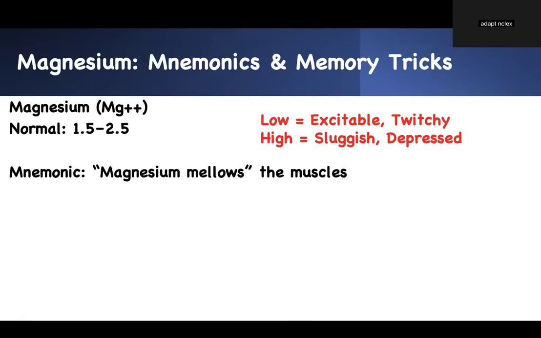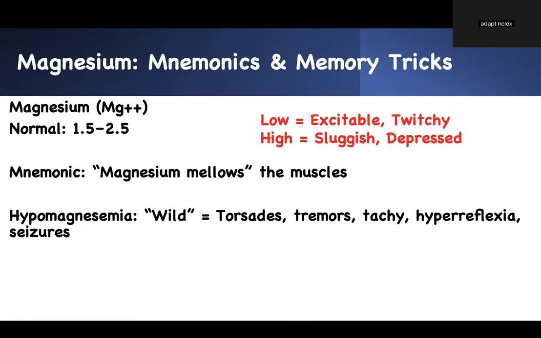Therefore, mnemonic: magnesium mellows the muscle. The same thing, calcium mellows the muscle. But because this is M, I call it magnesium mellows the muscle instead of calcium calming down the muscles and the nerve. Hypomagnesemia is the opposite of normal or high. Therefore, if you don't have magnesium, you're going to be wild, jumpy, excitable, twitchy. That's why we have Torsades, right? Tremor, tachycardia, reflexes going up, and you're going to have seizures.